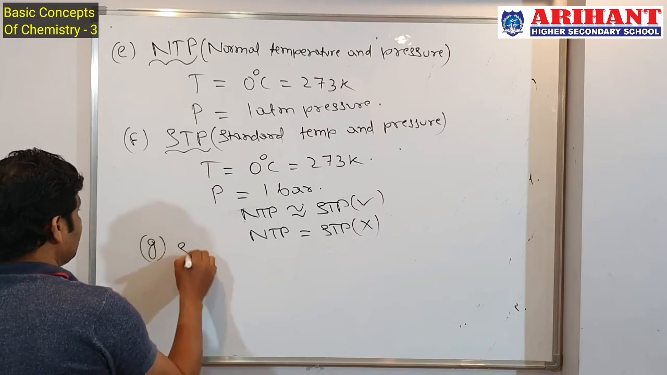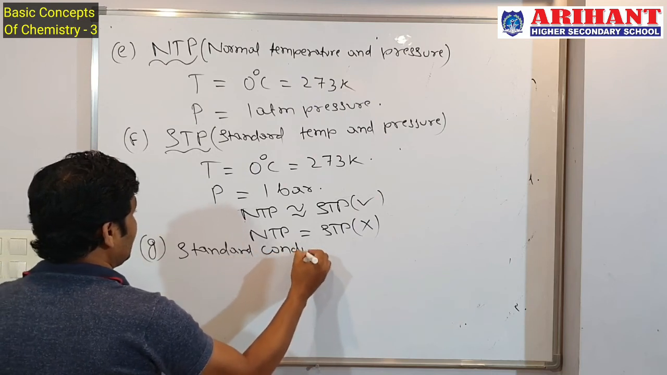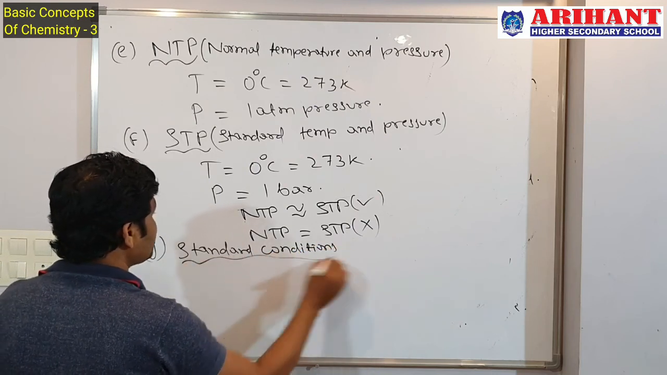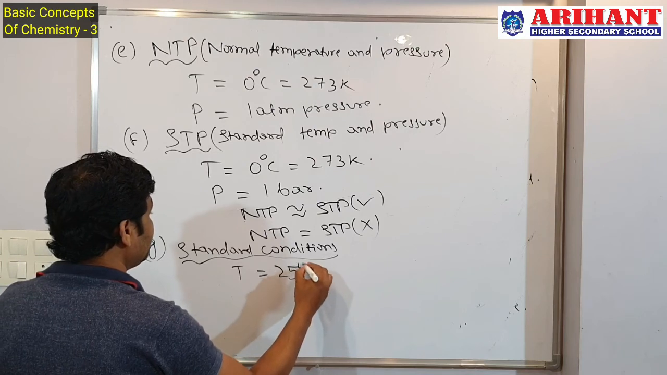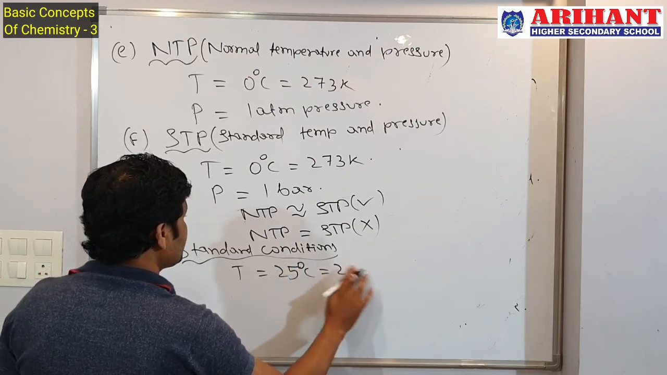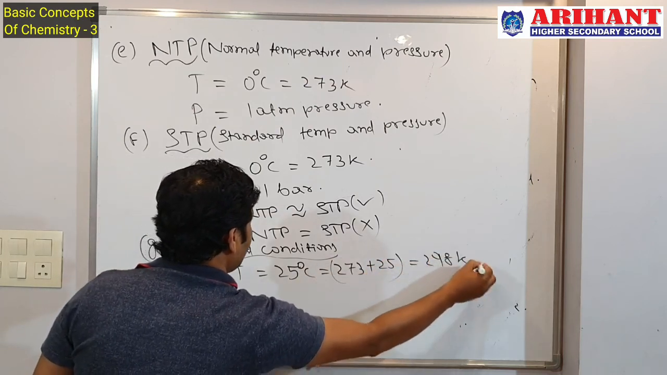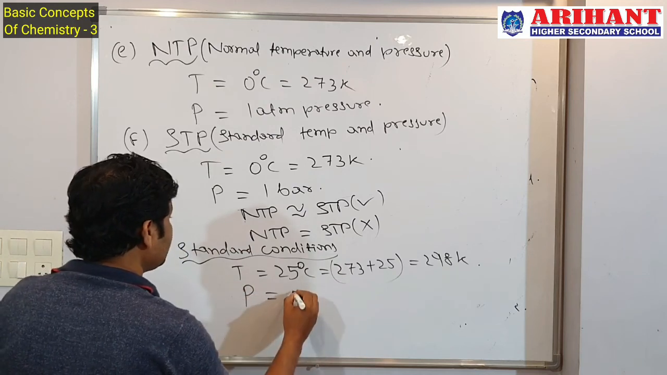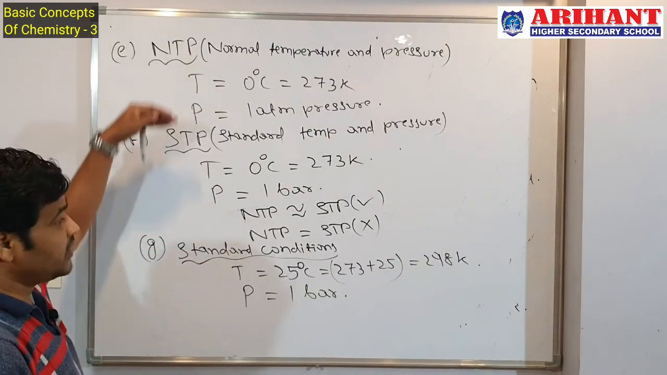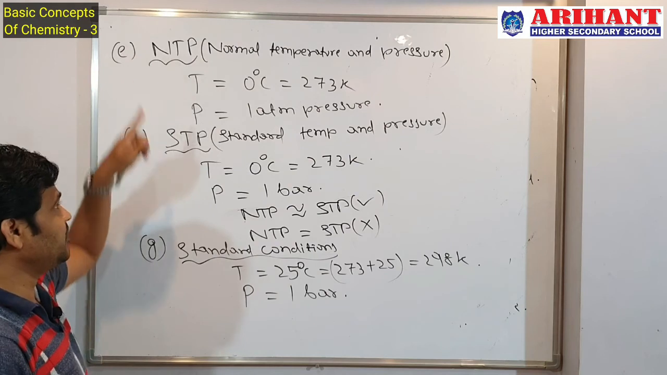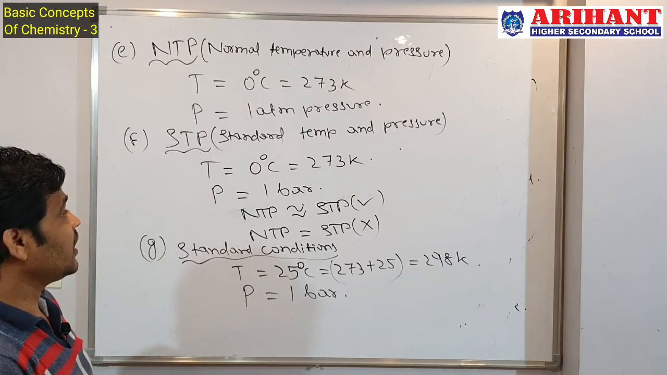Then standard conditions. It is not STP. Here temperature is equal to 25 degree Celsius, 273 plus 25 is equal to 298 Kelvin. Pressure is equal to 1 bar, and it is called the standard condition. Generally these three conditions are used in science. One is NTP, another one is STP, and another one is standard condition.